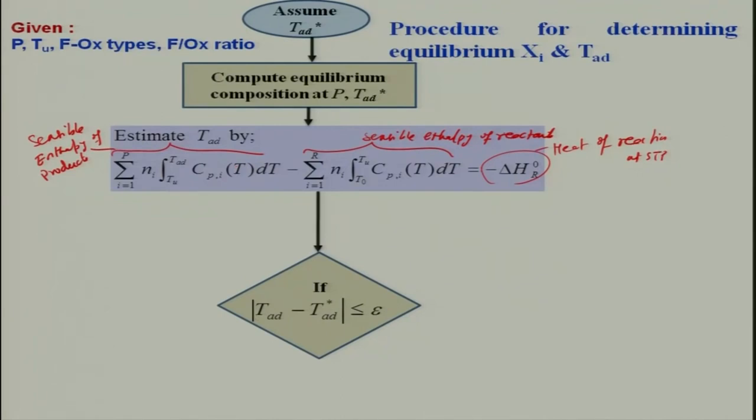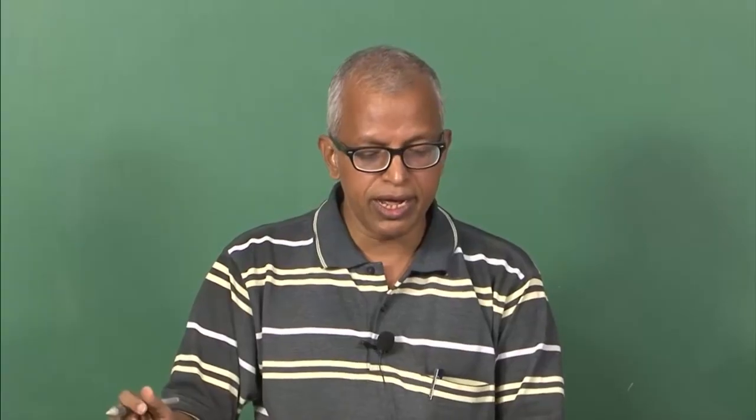Now, this T adiabatic, whatever you calculate, this is the calculated one, calculated from here. From this you will get T adiabatic. And minus T adiabatic guess, let us say you guess something 2000 Kelvin, now you are getting 2400, let us say. That means this is not acceptable. If it is a small value, let us say 1% error, then you will accept. Let us say the assumed value is 2400, but the calculated value is 2410 Kelvin. Then okay, fine, you need not go again, it will be stopped.